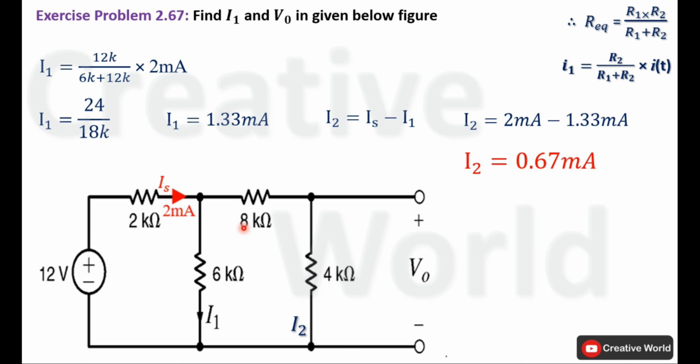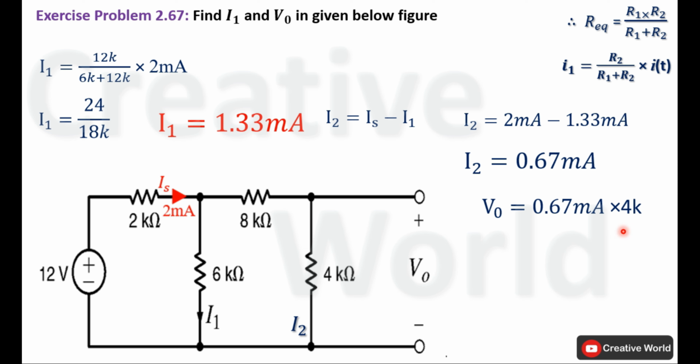We have calculated the value of current through this branch. Now we can calculate voltage across the 4 kilo ohm resistance by taking the product of current through this resistance, that is 0.67 milliampere, and the value of resistance, 4 kilo ohm. Voltage across this 4 kilo ohm resistance will be 2.68 volt.